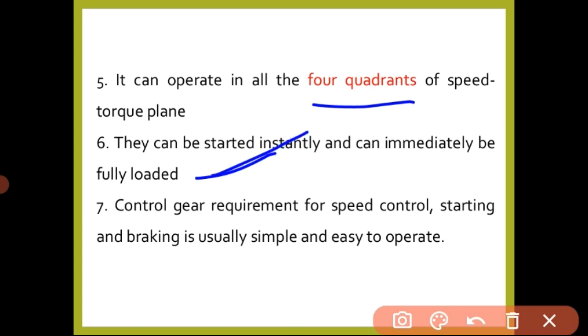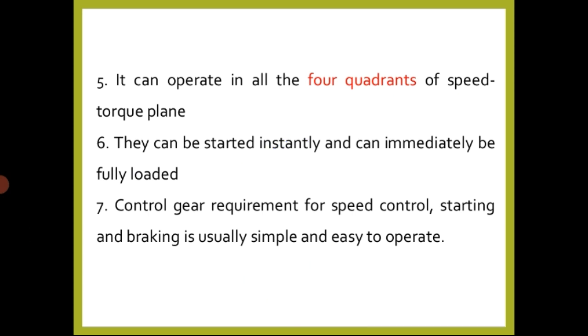Control gear requirements for speed control, starting and braking are usually simple and easy to operate. Using gearing systems and control requirements, we can go for speed control, starting and braking. Braking means to stop the machine. So this is simple and easy to operate. This is the advantage of electric drives.